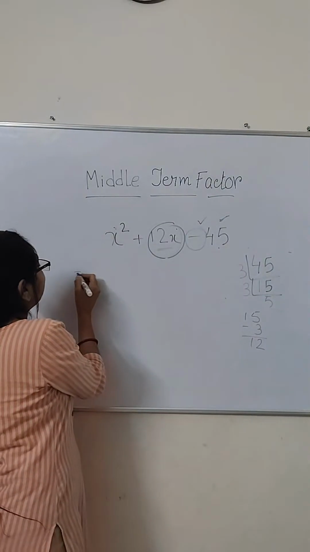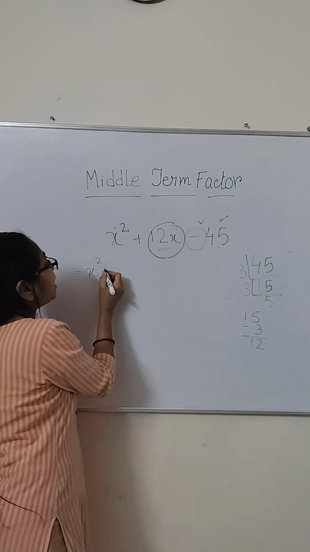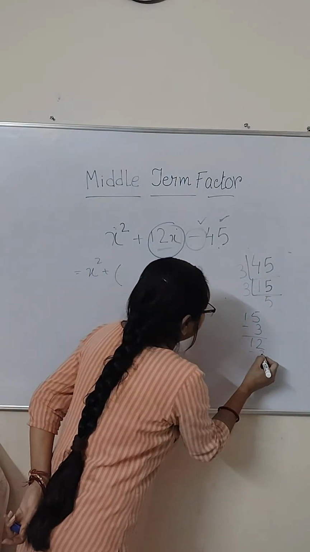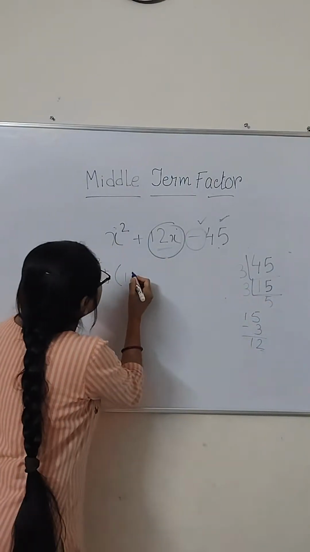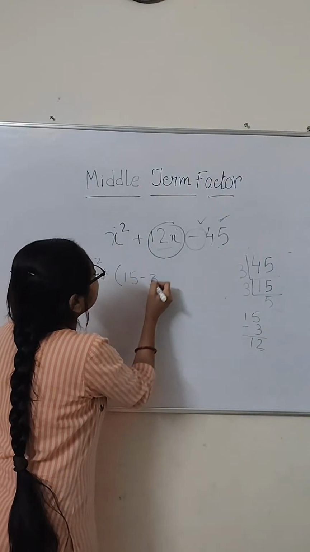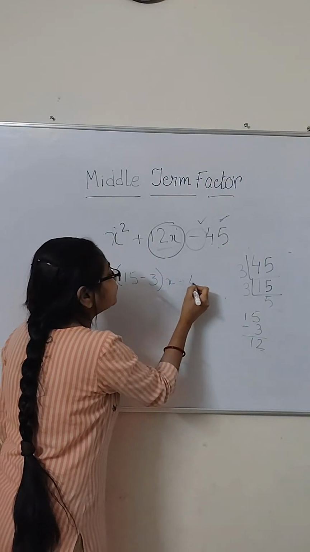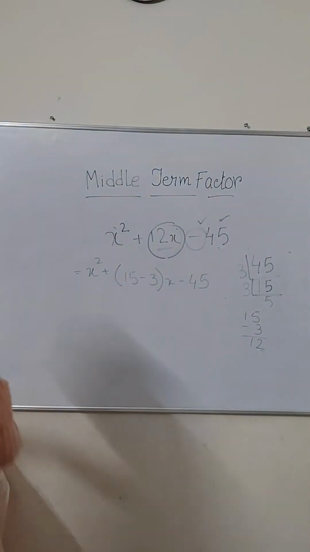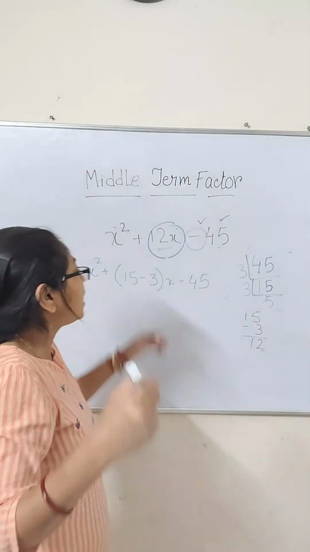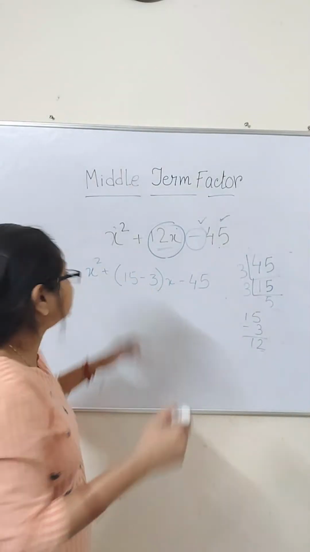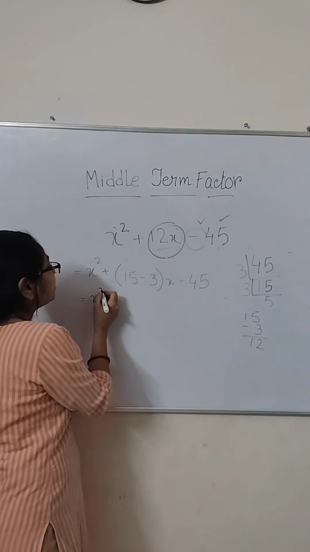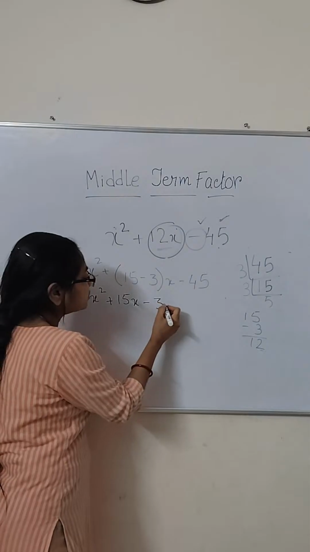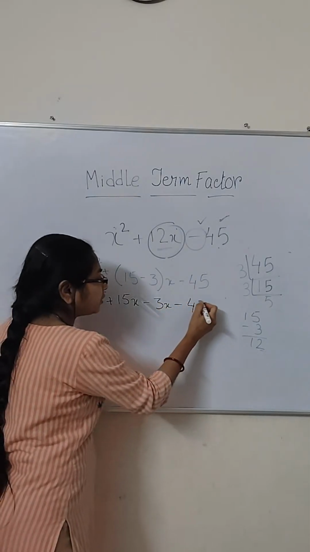So, now the second line. x square plus 12x, you break it: 15x minus 3x minus 45. Okay? Now, what am I doing? I remove the bracket and multiply the x with this digit. x square plus 15x minus 3x minus 45.